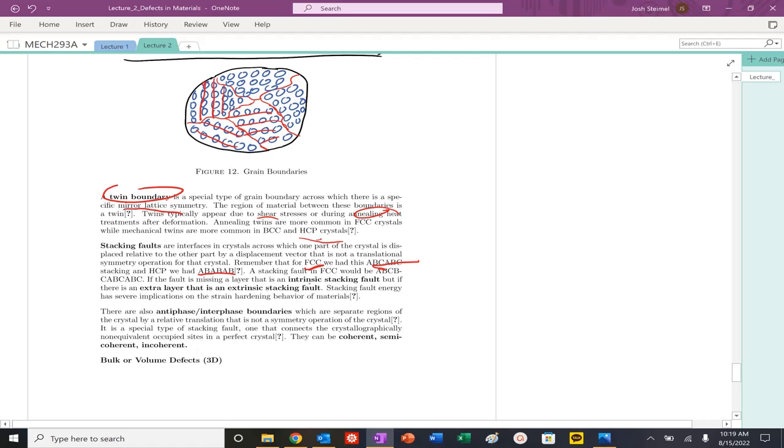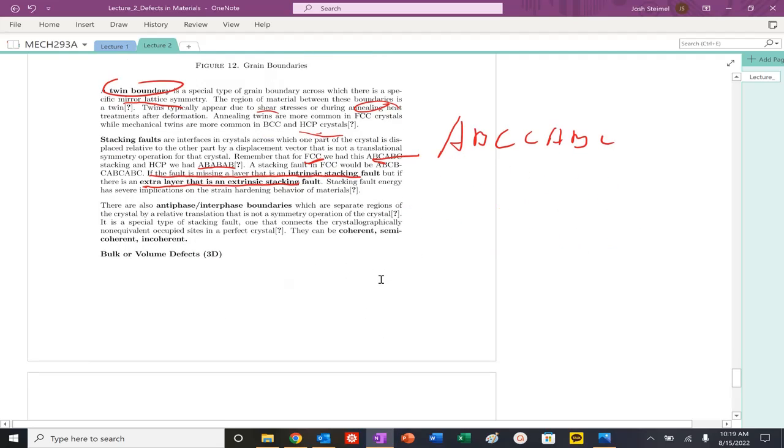A stacking fault is where you have basically either a missing layer or an extra layer. If you have a missing layer, that's an intrinsic stacking fault. So it'd be like A, B, C, and then you're missing an A. An extrinsic fault is if you're adding an additional layer in there. So A, B, C, and then C, A, B, C. That could be an extrinsic stacking fault. Stacking faults are actually very important. They're related to stacking fault energy. Those will also highly affect, again, they're very important in the automotive industry and a lot of metallurgy fields.